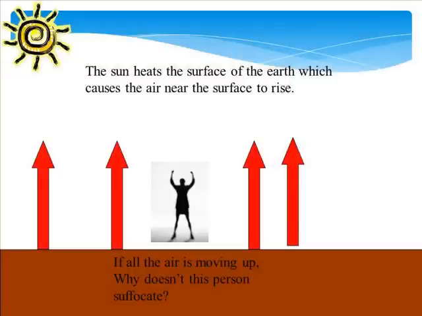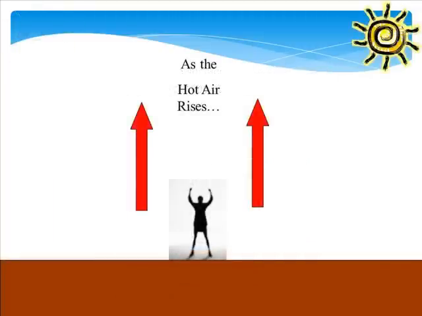However, if the sun heats the surface of the earth, which causes the air near the surface to rise, why is this man still able to breathe? Shouldn't he suffocate? The reason is because of convection zones.